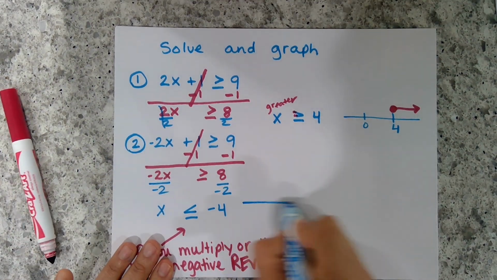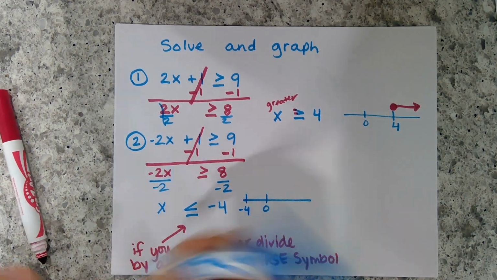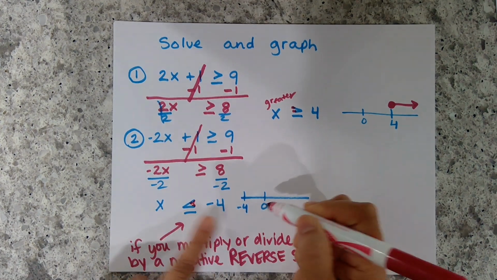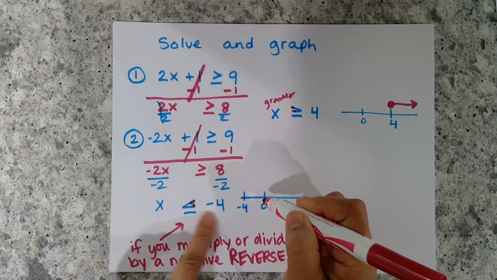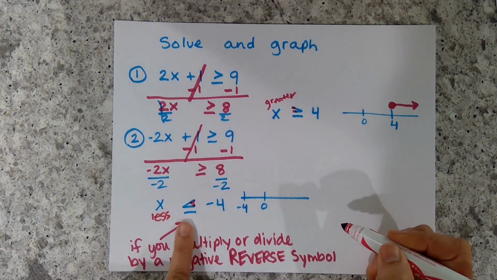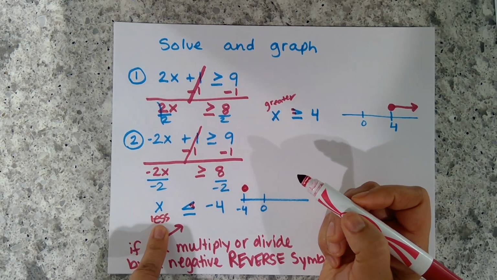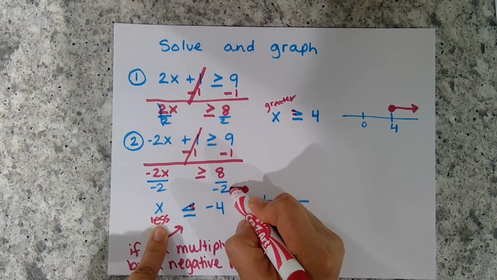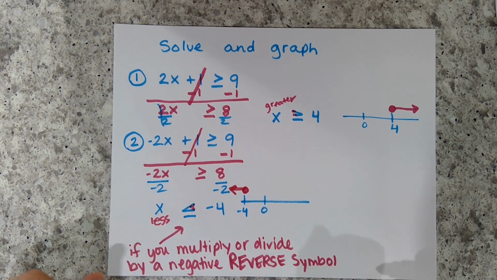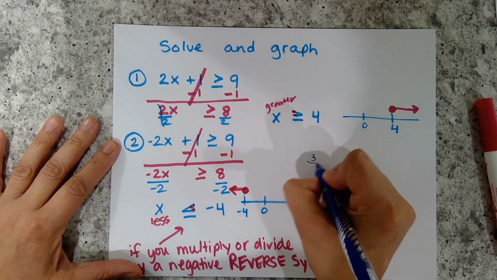So same thing, 0, -4. Here, it's eating the -4. That means that -4 is greater than x, so x is less. So we're going to have a closed circle at -4. Values less than -4 would be in this direction. Okay, all right. Last one, you guys are going to try this one.